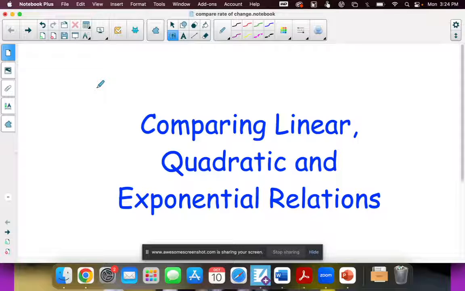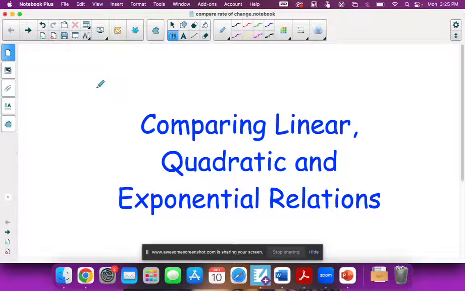Okay, so day 2 of comparing linear, quadratic, and exponential functions, relations, equations, however you want to call it. Today we are going to be comparing rates of change. Very specifically, rate of change is basically like slope, right? That we say in a linear problem.